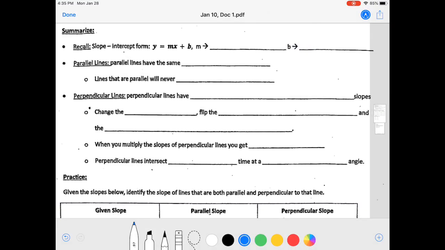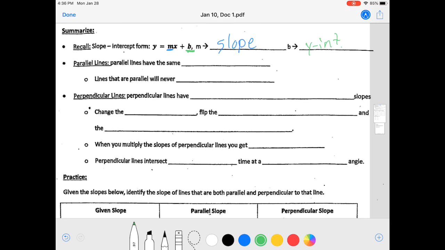So in this video, I wanted to take time to recap everything we've been doing with parallel and perpendicular lines. Every single time you try to identify the given slope from an equation, make sure you put it in slope-intercept form. When I say slope-intercept form, I mean y equals mx plus b, where m is our slope and where b is our y-intercept.